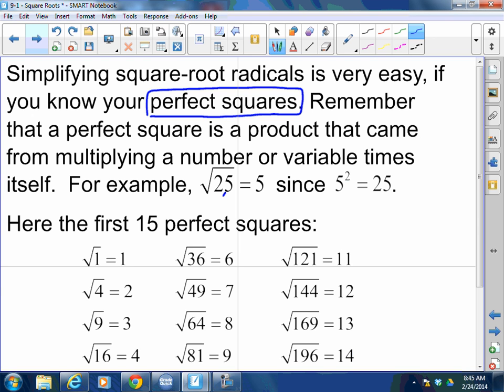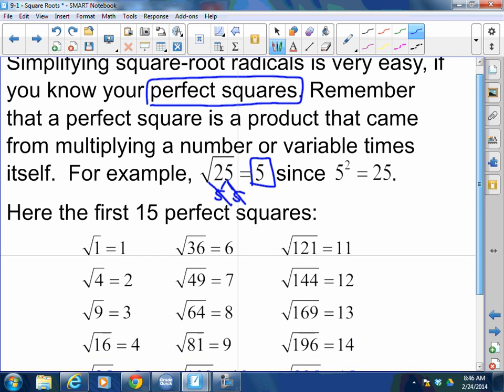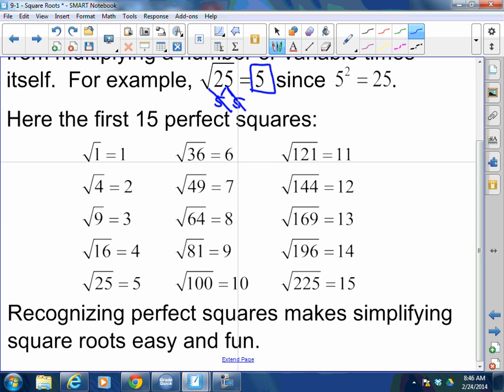I can pull out from this 25 2 5s. Since I have a square root, every set of 2 numbers or variables, a 5 and a 5, comes out as 1 5. You guys are with me, right? You should have these first 15 perfect squares committed to memory. It's just going to help you so incredibly much. I can't even tell you. It's going to help you so much, especially when we're simplifying larger radicals, okay?